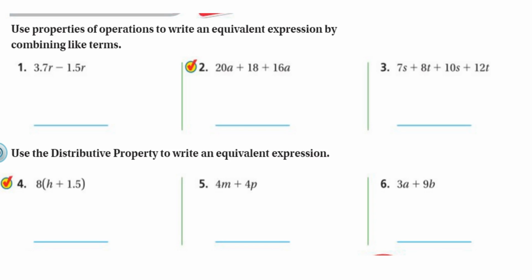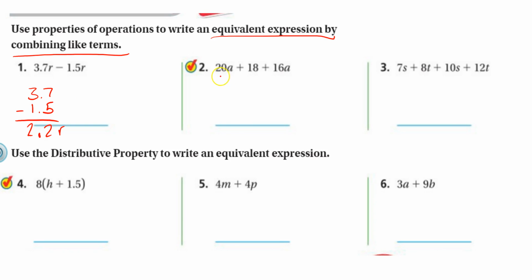All right, these first examples are very, very similar to what we were doing yesterday. Simply combining like terms. So write an equivalent expression by combining like terms. Since they both have the same variable and the same exponent, we can simply do 3.7 minus 1.5, and we get 2.2, and then just attach our variable to the end. So 2.2 times r would be our new expression.